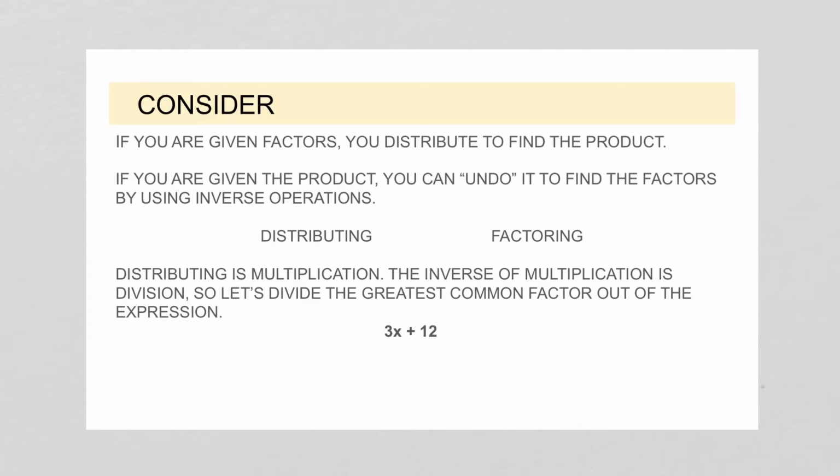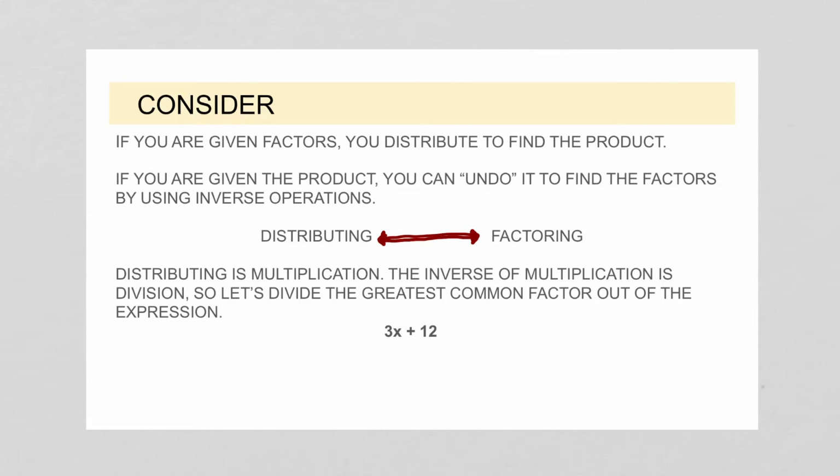I want you to consider for a minute, if you're given the factors, you distribute to find the product. And if you're given the product, you can undo it to find the factors by using inverse operations. If we're factoring and we want to undo it, we could distribute. Think about distributing as essentially multiplication. The inverse of multiplication is division. So let's divide the greatest common factor out of the expression.